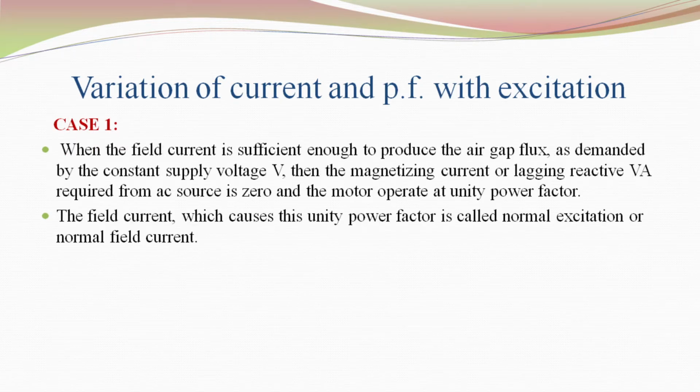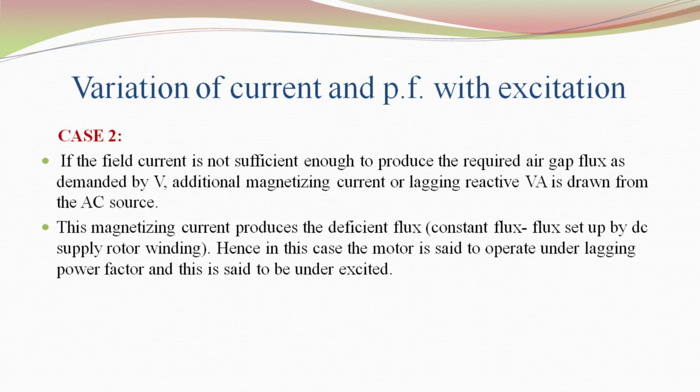In case 1 we have seen that when the field current is sufficient to produce the air gap flux, the motor operates at unity power factor. Now when the current is not sufficient to produce the required air gap flux as demanded by V, additional magnetizing current or lagging reactive voltampere is drawn from the AC source.